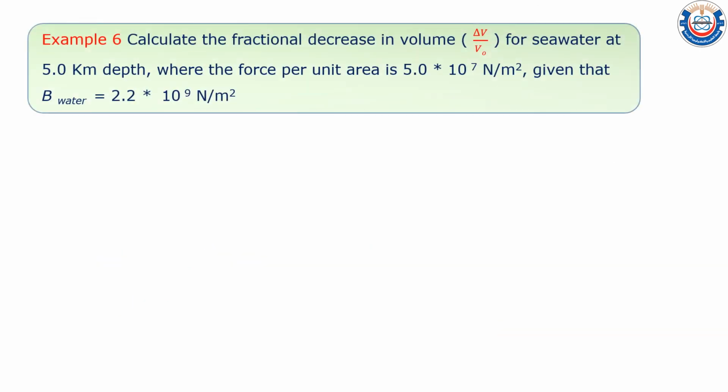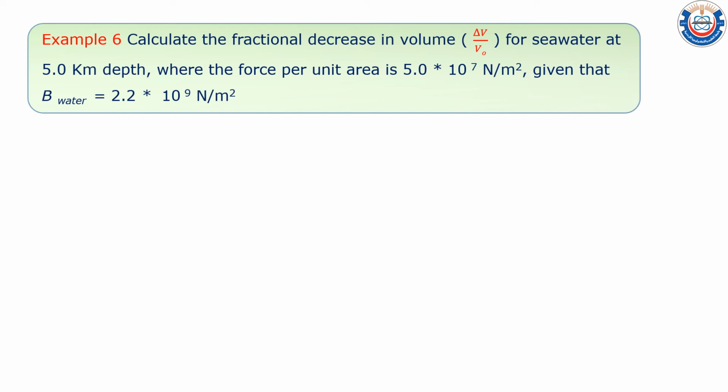Final example. Calculate the fractional decrease in volume for seawater at 5 km depth, where the force per unit area is 5 times 10 to the power 7 Newton per meter square. Given that the bulk modulus for water is 2.2 times 10 to the power 9 Newton per meter square.